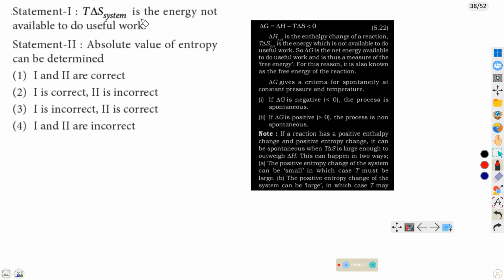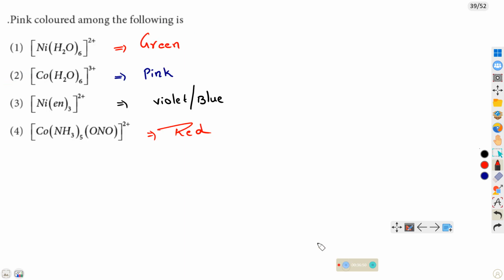T delta S is the energy not available to do useful work. Statement 1 correct. Absolute value of entropy can be determined. Yes, statement 2 is also correct. Both the statements are correct statements.